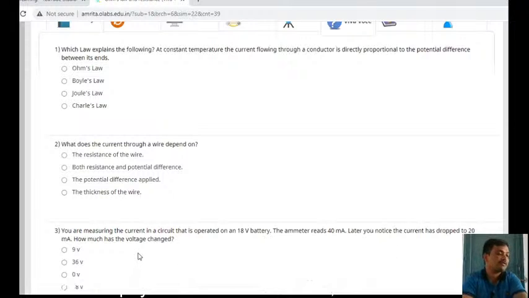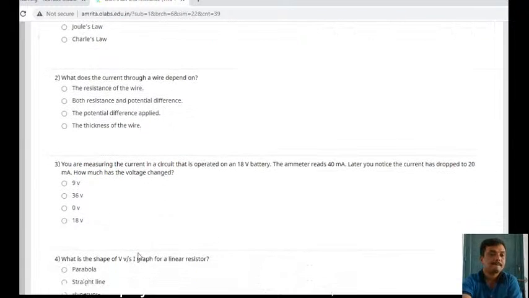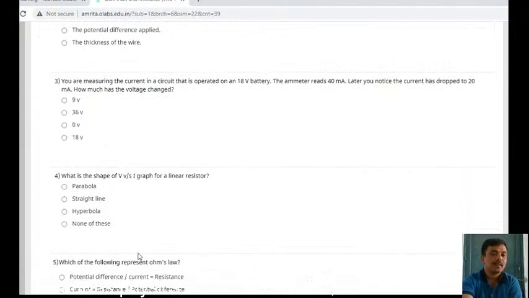V proportional to I formula is there. Then from that, V1 by V2 is equal to I1 by I2 formula you can use. By using that you can solve the potential difference versus current graph.